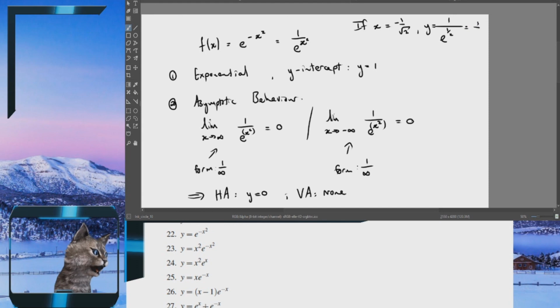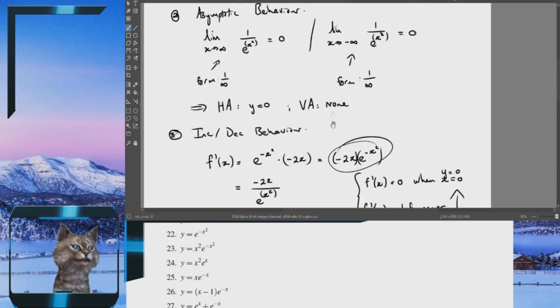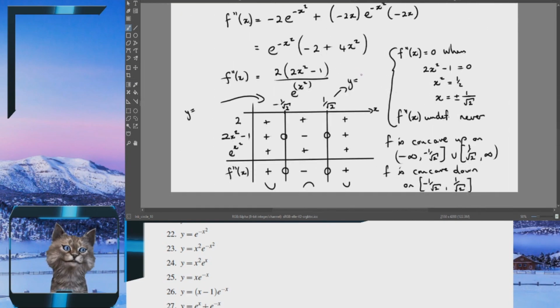Or 1 over root e. You can calculate that on your calculator if you want to, or not. And it's also going to be the case when x is negative 1 over root 2, because I'm squaring it there. So I get 1 over root e.